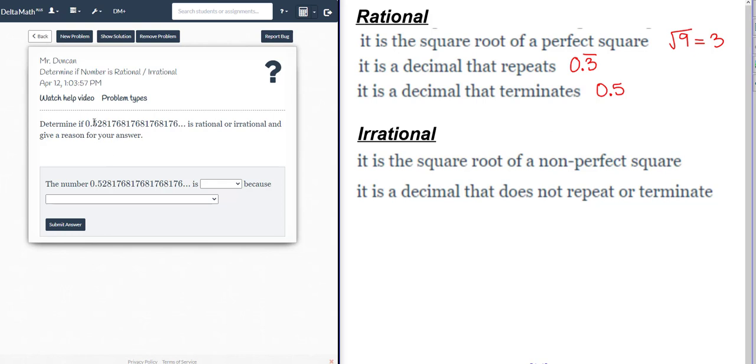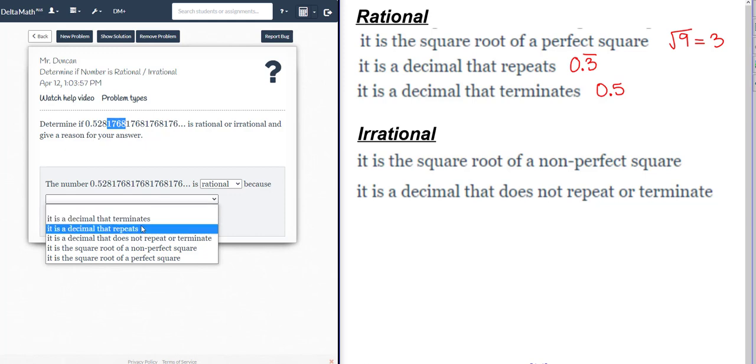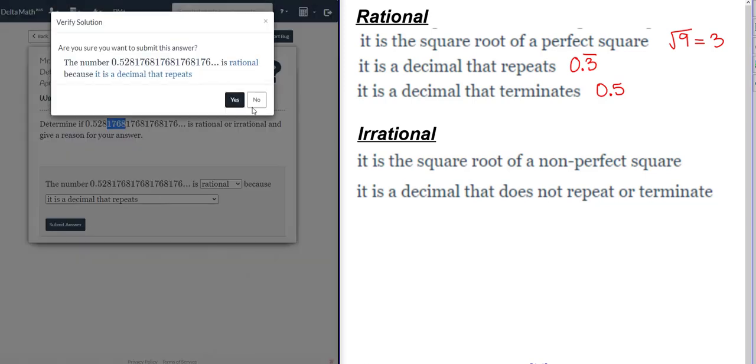Determine if 0.5281768176817681768 is rational or irrational. It looks to me like it's original, but when it gets to this, it looks like we have a 1768, a 1768, and a 1768 that repeats. Then over here, it's 17. Well, we would know that the next number would have to be 8. And because we have this repeating of 1768, we can say that it is rational. And the reason it's rational is it's a decimal that repeats.